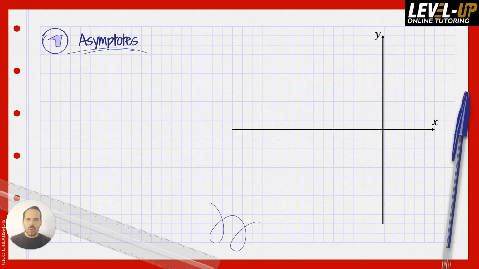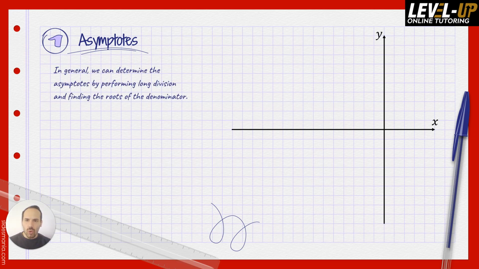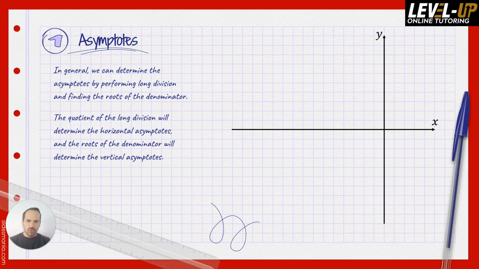So let's take a more complicated example. That was a basic example of just y equals 1 over x. But say we had a more complicated rational function. In general, we can find the vertical asymptotes by finding the roots of the denominator. So when does that denominator equal 0? Because we know that's when asymptotes occur. And we can use long division to find out where the horizontal asymptotes are going to occur. The quotient of that long division will end up being what that horizontal asymptote is. Let me show you with an example, and this should become clear.